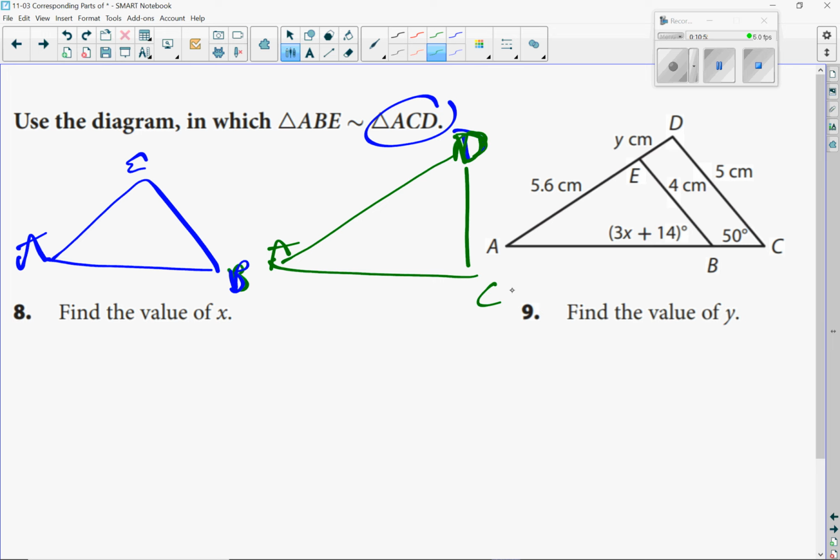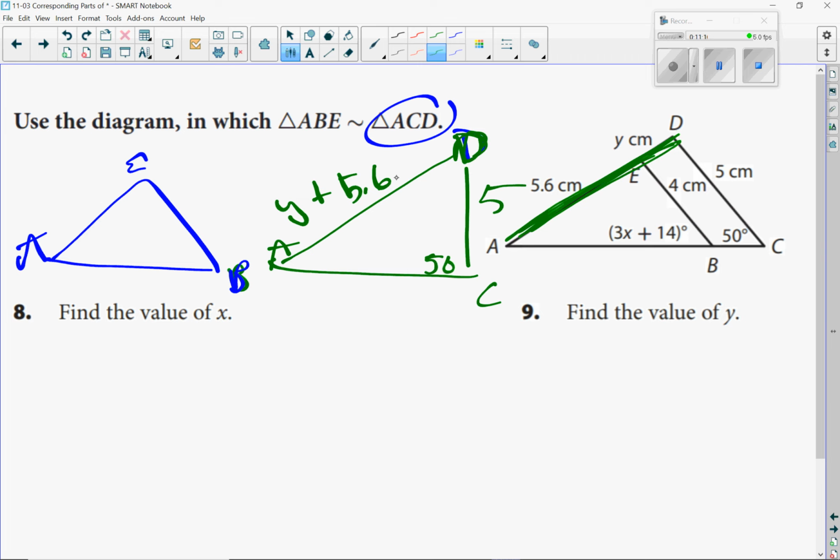And then C. If I fill these things in, I know this angle here is 50. I know this side length DC is 5. And then this side, this is where it gets interesting. This side right here is y plus the 5.6.